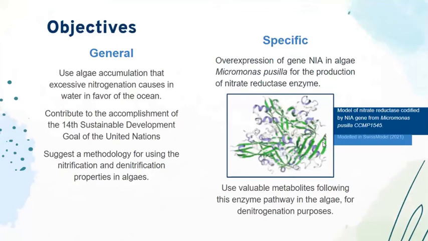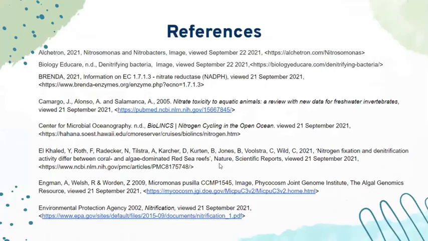So for this genetic engineering project, the objectives are to understand the use of algae accumulation, contribute to the 14th SDG in a biotechnological way, and suggest a methodology for using the advantages of algae. Being more specific in this point, we want to improve the overexpression of the NIA gene from Micromonas pusilla, responsible for the production of the nitrate reductase enzyme that has important metabolites for denitrogenation purposes. Thanks for your attention.